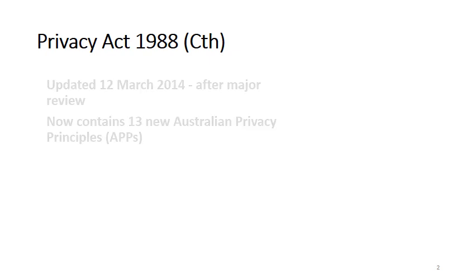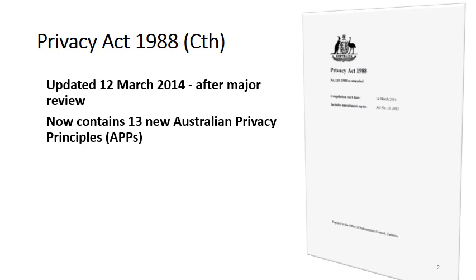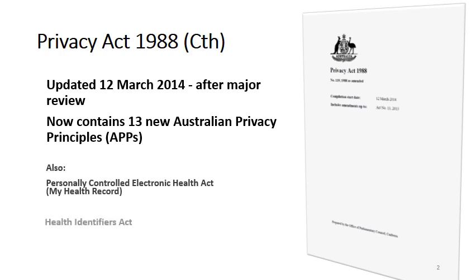The focus of this presentation will be on the Commonwealth Privacy Act. Established in 1988 and updated many times since, it now has 13 Australian Privacy Principles, or APPs. We need to be aware of other legislation that directly involves health information, for example, My Health Record and the Health Identifiers Act.